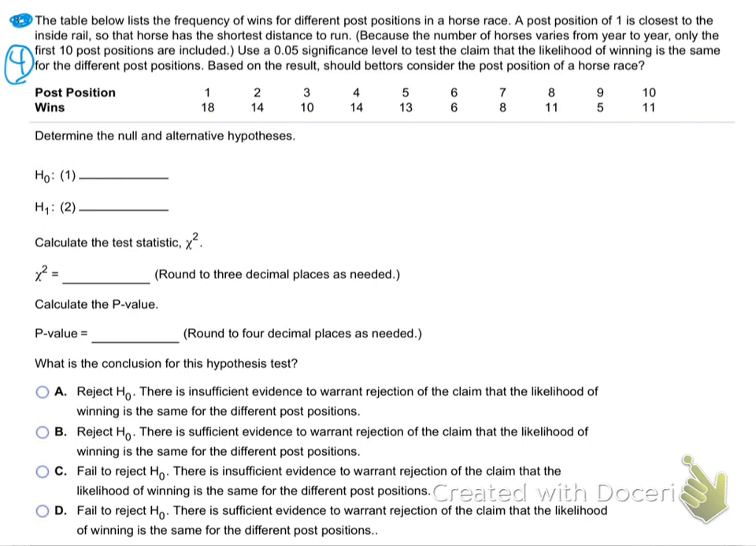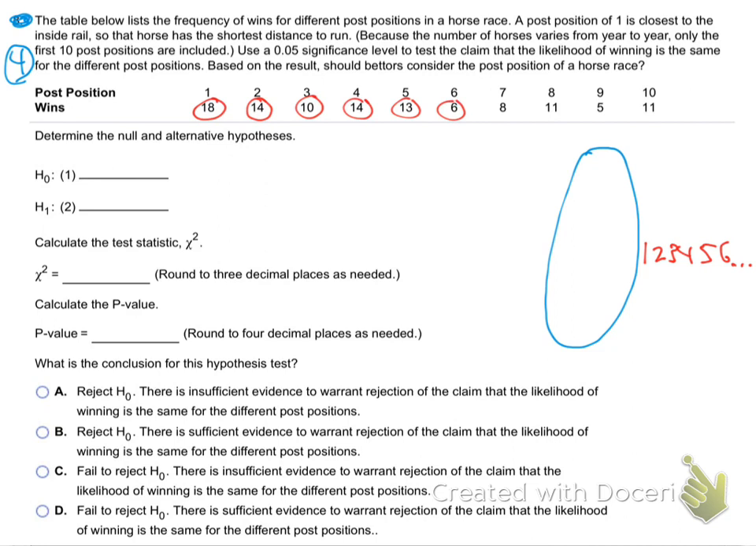So we have the 10 different positions around the racetrack, right? You know what I mean? If you got a racetrack, and you got lane 1, lane 2, lane 3, lane 4, lane 5, etc. as they go out. So based on their post position, 18 horses won starting in position 1. 14 horses won that started in 2, 10 starting in 3, 14, 13, 6, 8, 11, 5, and 11 horses won who started out in post position 10.